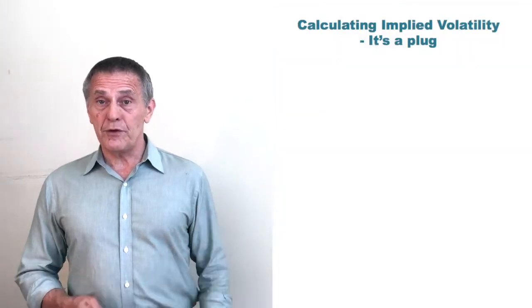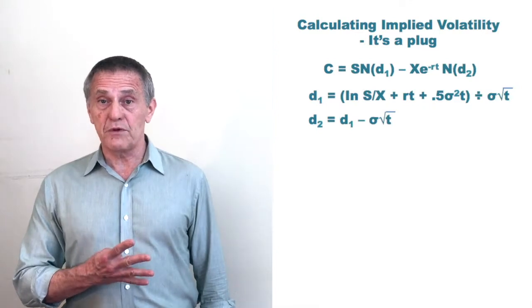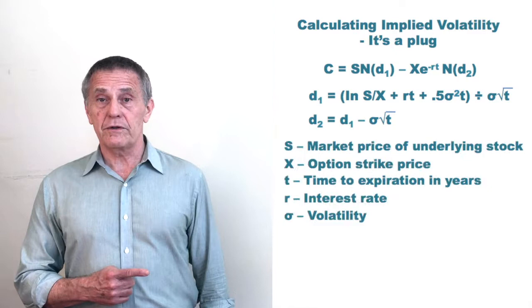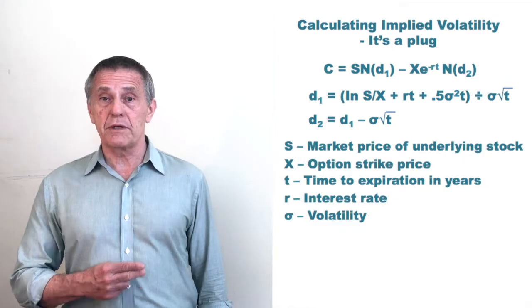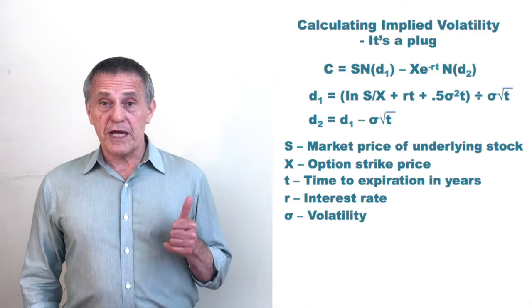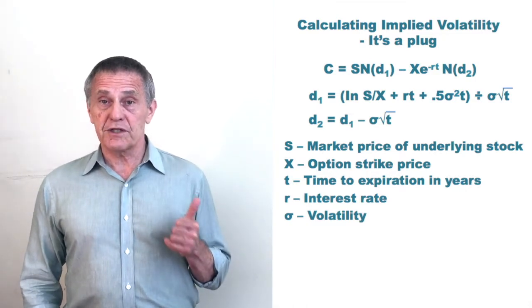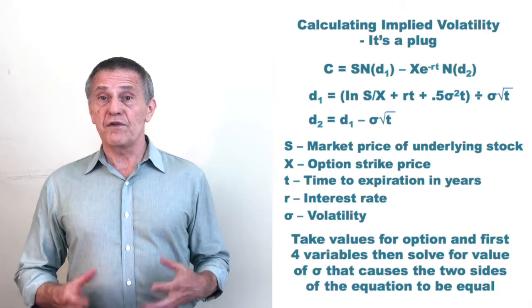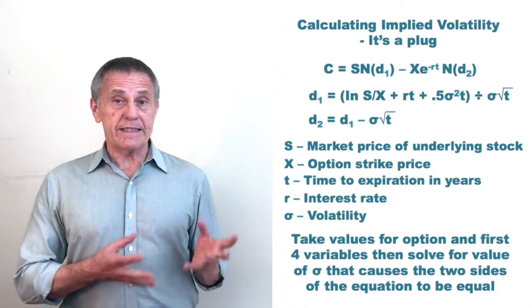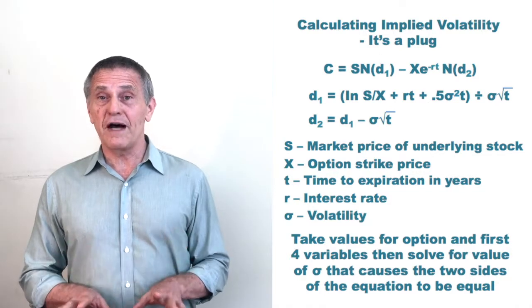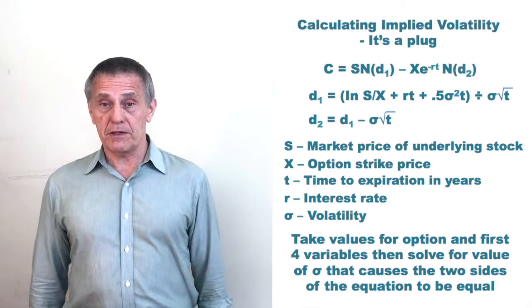You take the value of the other four variables for which you can get good values: market price of the underlying, strike price of the option, interest rates, and time to expiration, as well as taking the market price of the option as a given and in effect run Black-Scholes backwards. Solve for the value of volatility consistent with the observed price of the option, or in other words, the value of volatility implied by the market price of the option.